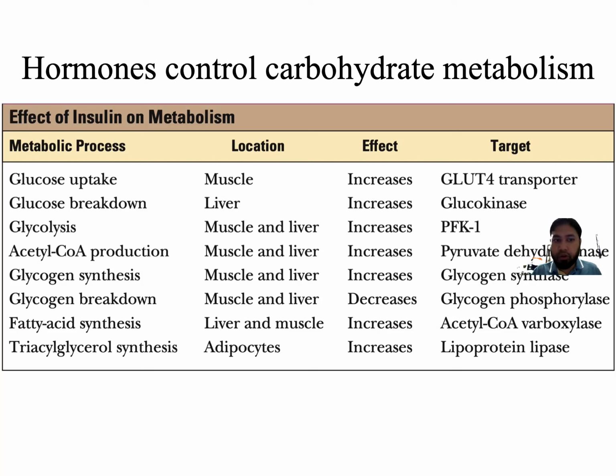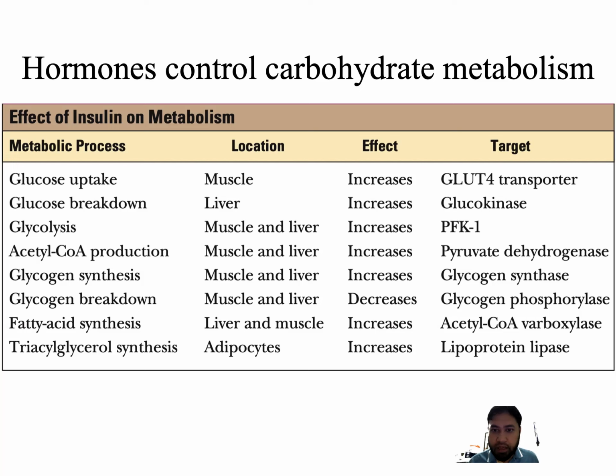This is the example for the glucose breakdown that is occurring in the liver. The effect is increasing. Increasing what? Increasing the insulin, increasing the glucokinase. Right? Target is, like the top one, GLUT4 transporter is increased because of the insulin bound to the insulin receptor. And some other examples like glycolysis. You can find that the insulin is bound to the insulin receptor on the muscle cells and the liver cells.